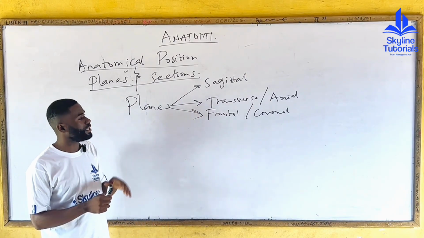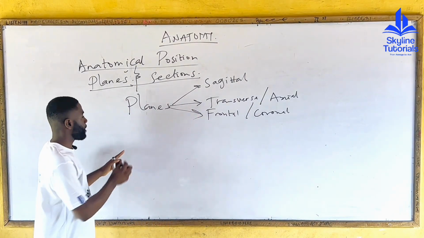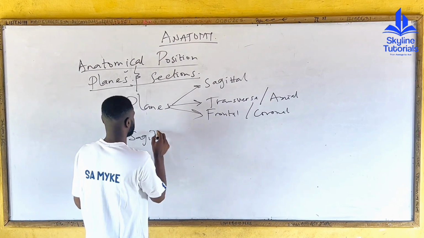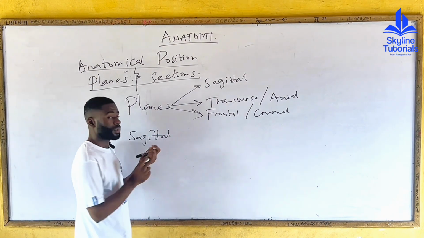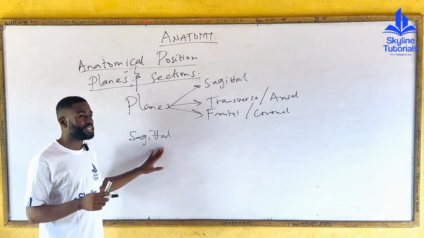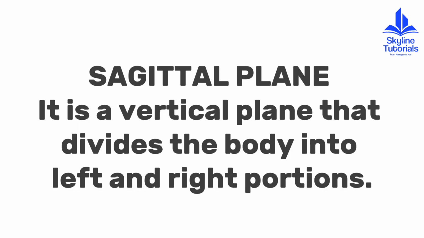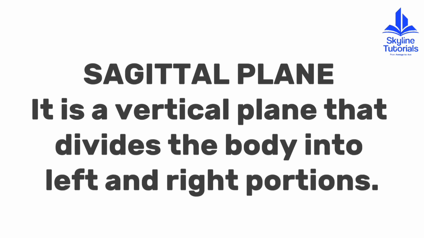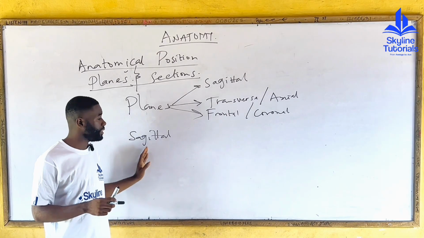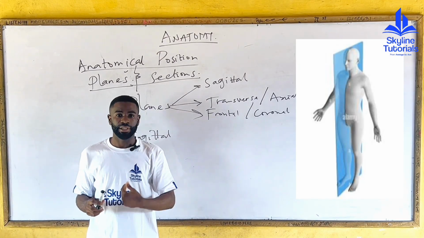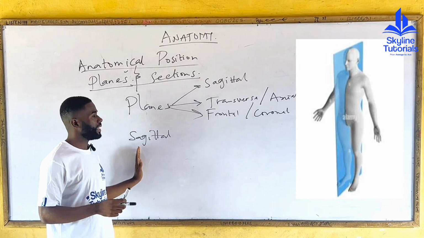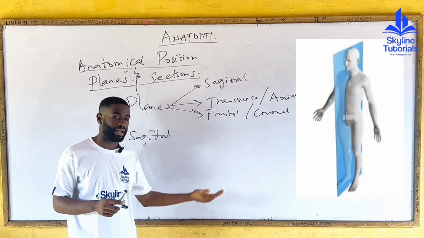So let's look at each individually. Sagittal plane. A sagittal plane is simply any imaginary line that divides the body into two parts, left and right parts. A sagittal plane divides the body into left and right parts.